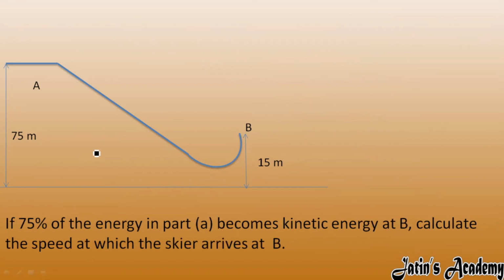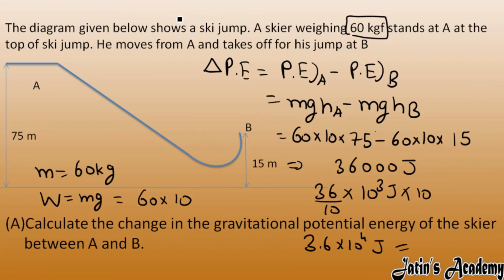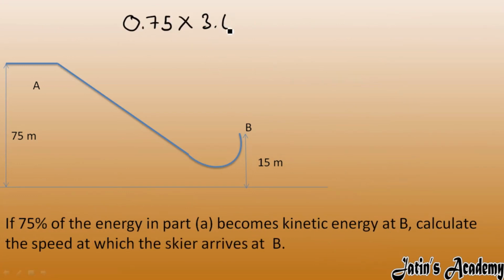Next we have to see, if 75% of the energy in part A becomes kinetic energy at B, calculate the speed at which the skier arrives at B. Now carefully see, they are saying 75% of the energy, 0.75 means 75% of the energy which we have calculated in the first part, which is 3.6 into 10 raised to power 4 joule, is converted into kinetic energy at point B. So we have to calculate the velocity at point B.